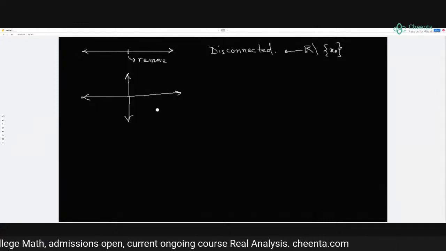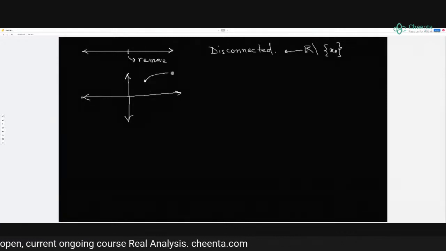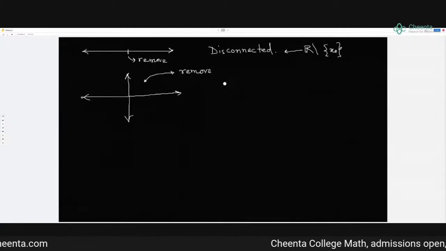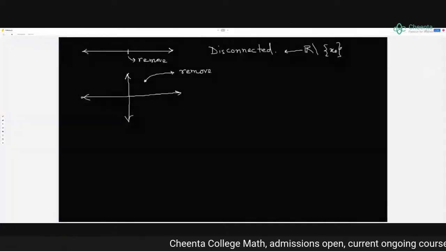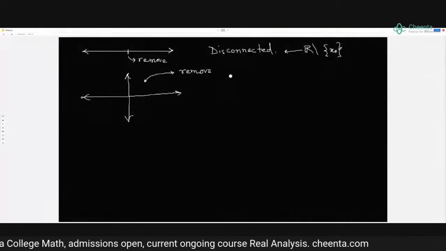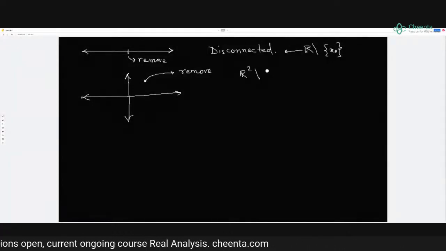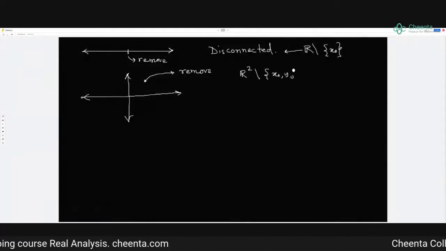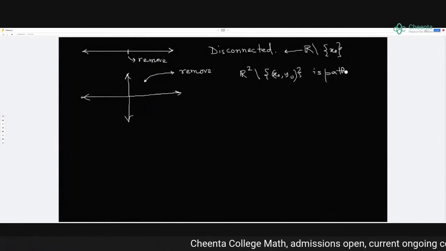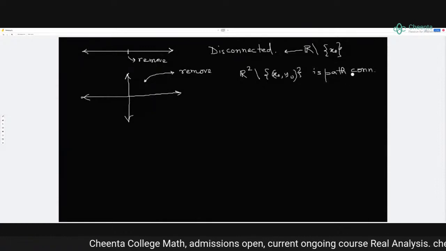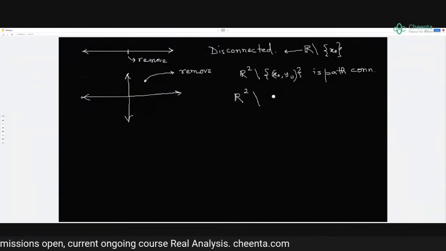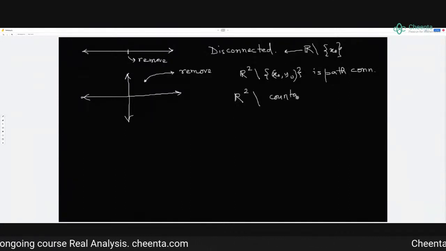In R2, if you remove any point, it remains path connected. It's not only connected, but it is path connected. So R2 minus (x naught, y naught) is path connected. And this is also true when we are doing this with R2 minus countably many points.